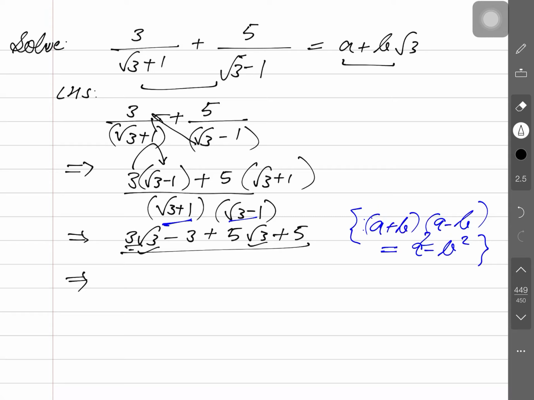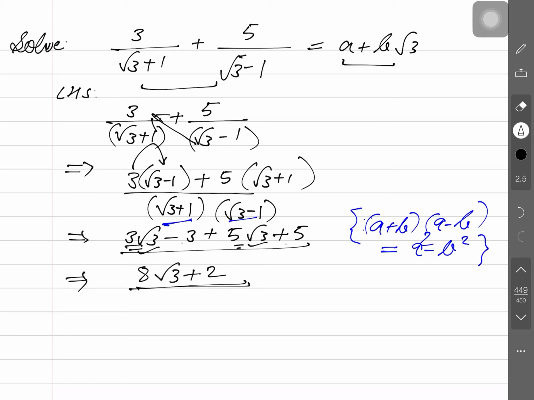So 3 times occurs here, 5 times occurs here. When 3 times gets added with 5 times, what comes? 8 times comes here. 8 times root 3, and minus 3 plus 5 is plus 2. Clear? The operation is minus, and the sign comes from the term of greater magnitude.